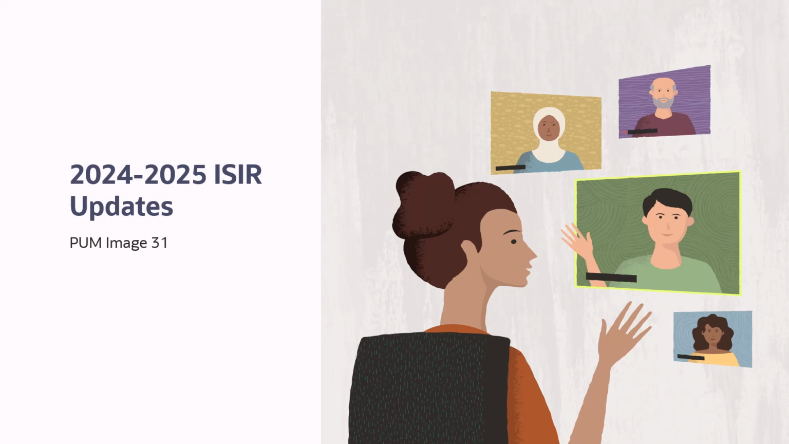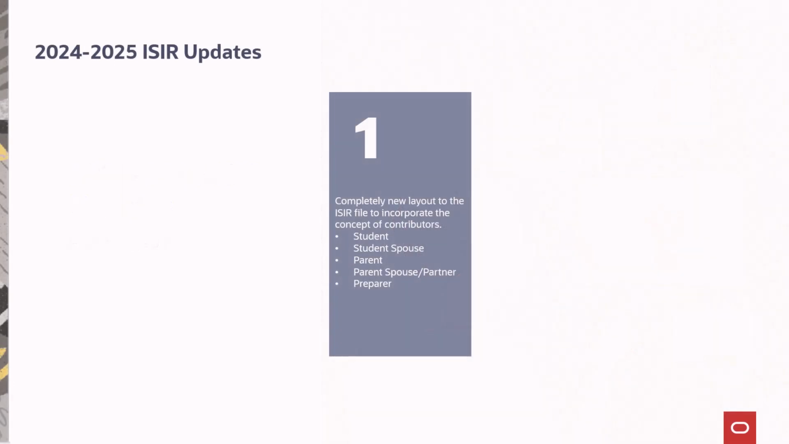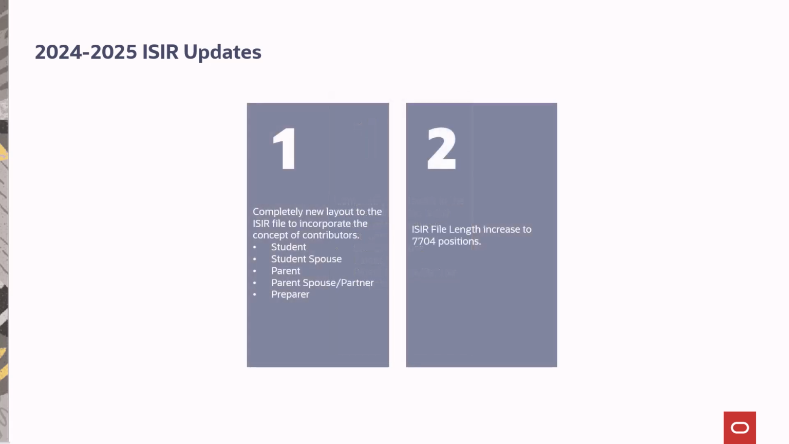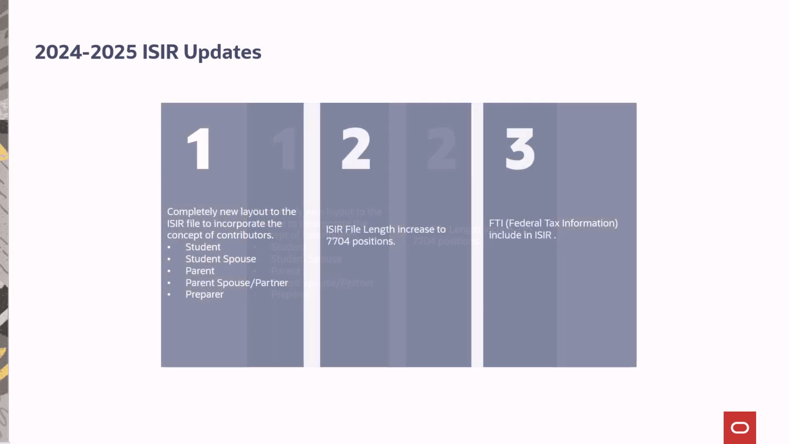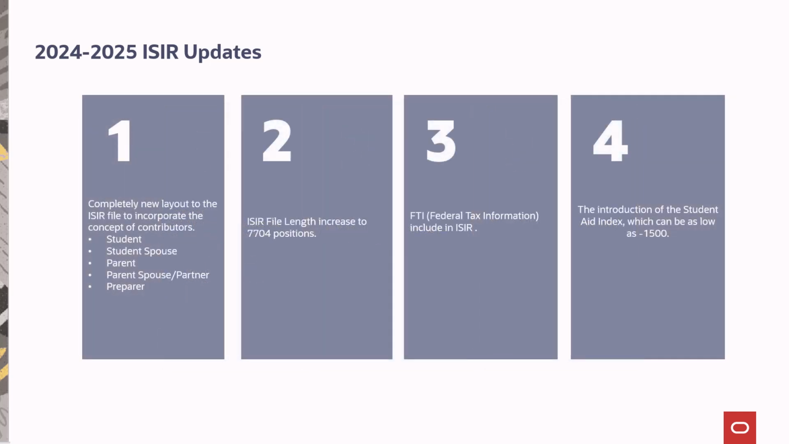Let's start with the key to CAA, FAFSA simplification and the impact to the ISIR files. The 2024-2025 ISIR saw a total redesign of the ISIR file layout. We now see an ISIR with the concept of contributors. The length of the ISIR file has been increased to 7,704 positions. We have the introduction of data from the Federal Internal Revenue Service and the introduction of the Student Aid Index to replace the expected family contribution.